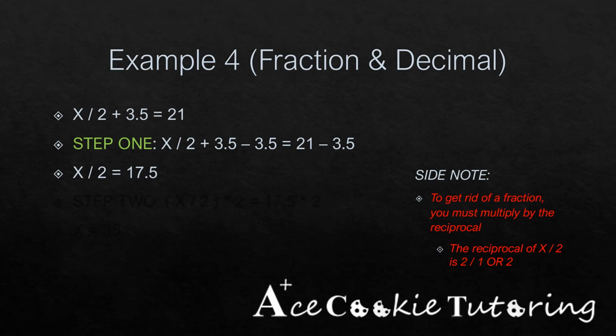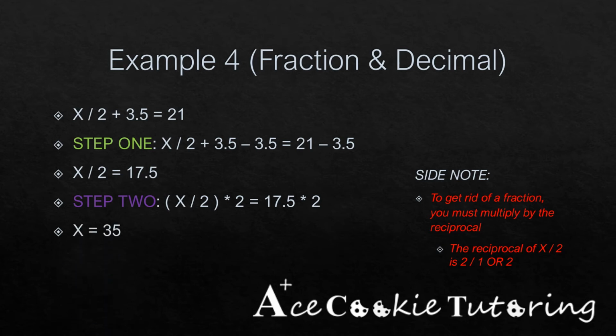So this is where it gets a little tricky for some students. In order to get rid of the division sign, I have to remember the opposite of division. And the opposite of division is multiplication. So I'm going to multiply both sides by 2 in order to cancel out divided by 2. So that leaves me with x equals 35.